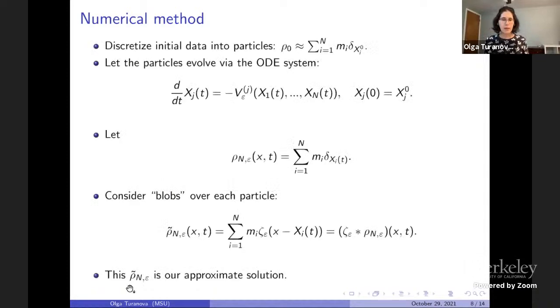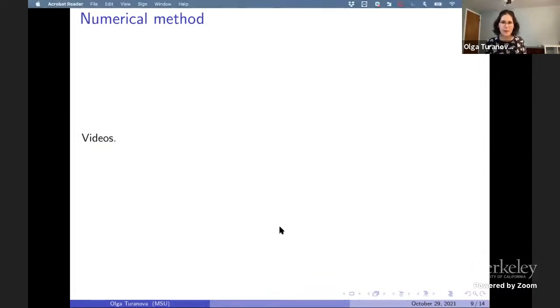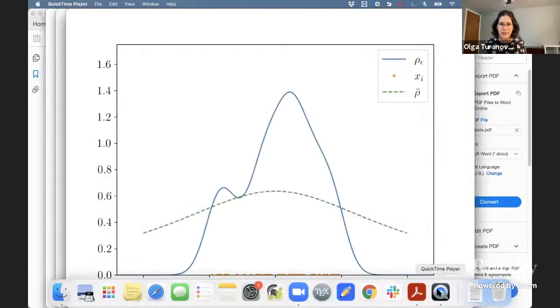But when I show the videos, I'm sure it'll be this rho bar that I show. Oh, great. Time for the videos. Let's see how I will pull them up on my computer. Okay, great. There they are.